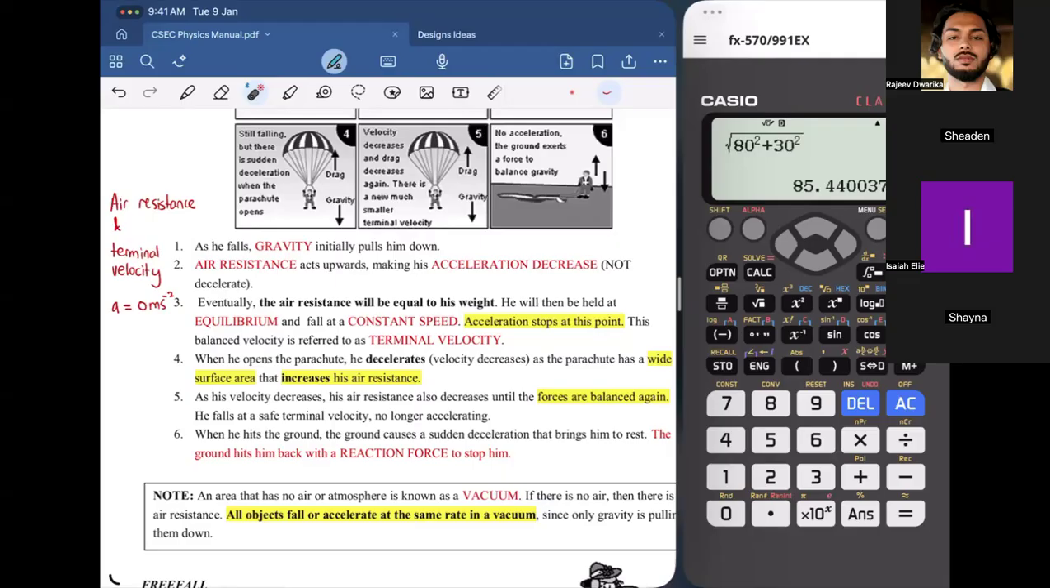All right. So as soon as you all have this copied down, let me know.